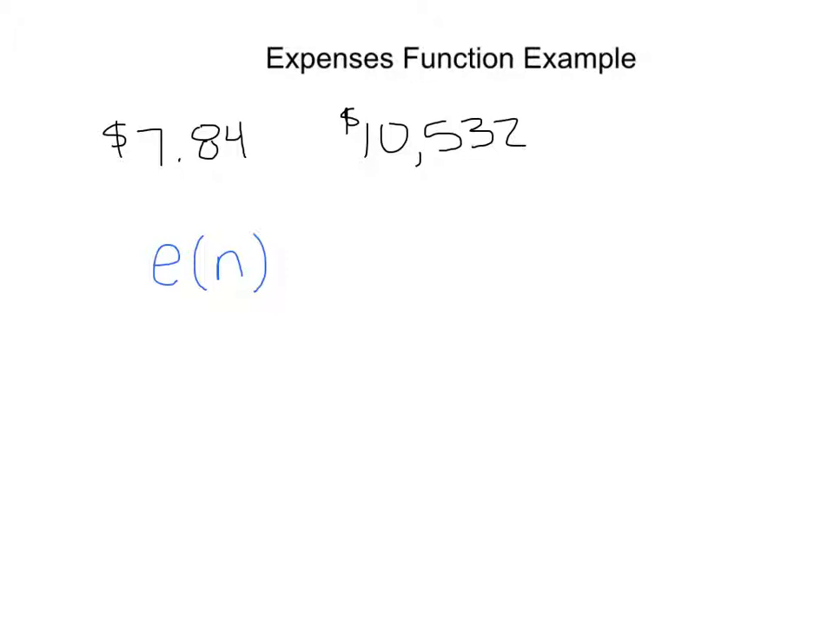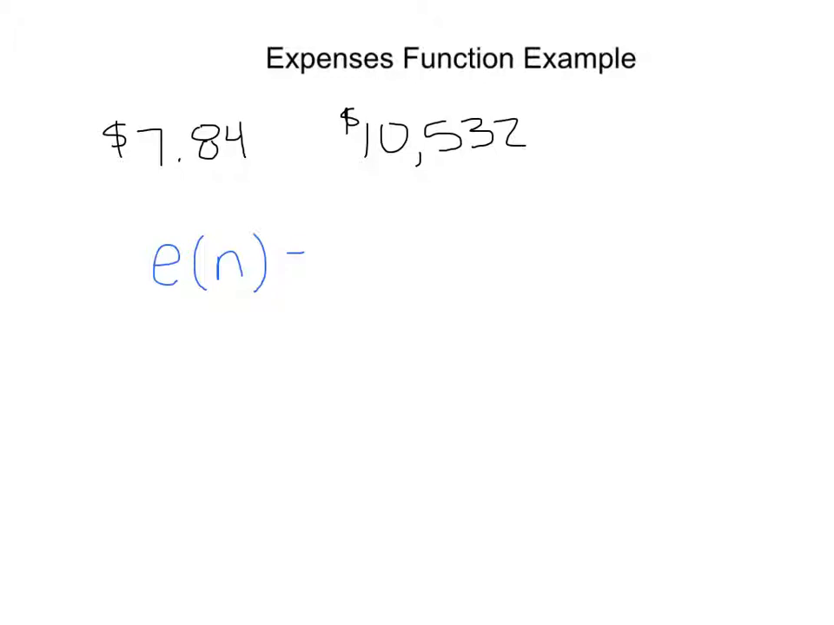Now for our expenses. You can't make anything without spending a little bit of money for materials or labor and things like that. So now let's say it costs us $7.84 to make each pair of jeans. We also have some expenses just to run our plant, and our other expenses are $10,532. Those are just the one-time expenses. We can use these two things to write an expense function just like we did for income. So we would start out E of n. That's what using function notation means, where n represents the number of jeans we make.